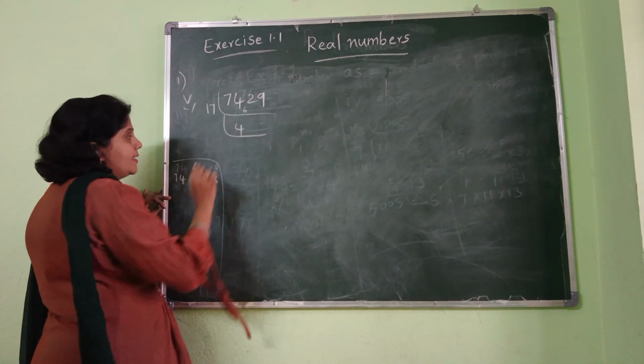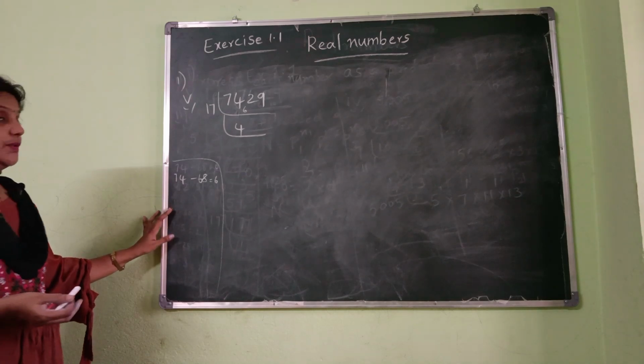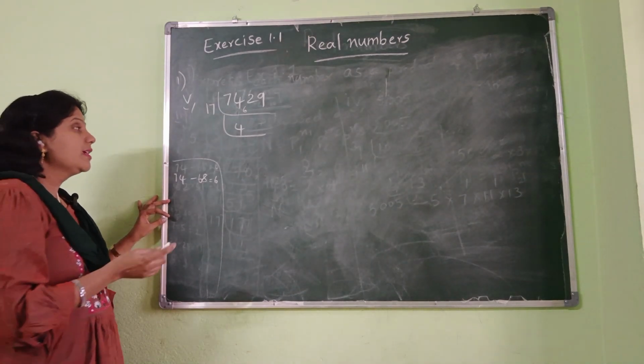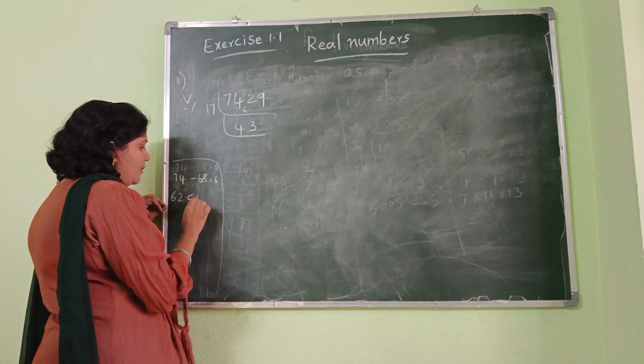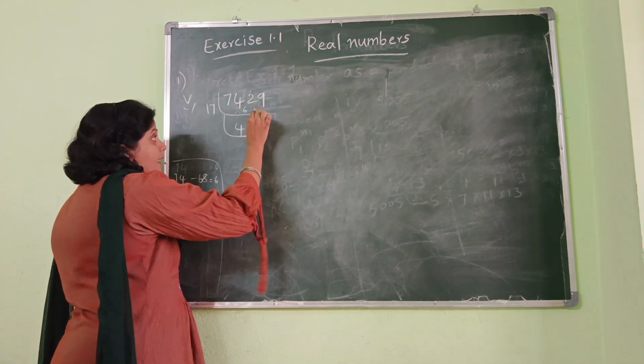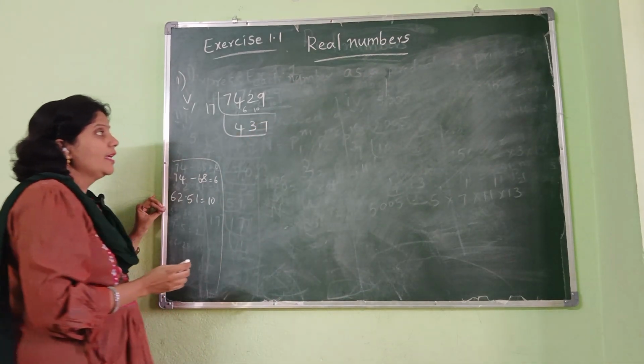So let's write 6 in small notation. In 17 table, 62. Nearer to 62 is 17 threes, 51. So 62 minus 51, how much? 10. Writing here as 10, 109. 17 sevens are 119. Okay. Next.